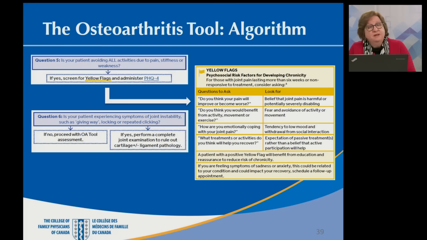Question 6. Now this question is specific to joint pain and osteoarthritis. And this is really to try and detect instability. Remembering that joint instability is the cornerstone to faster advancement of stage of osteoarthritis and unstable knee causing falls. So we want to pick up on instability. Is your patient experiencing symptoms of joint instability such as giving way, locking, or repeated clicking? And if no, you proceed with the tool.